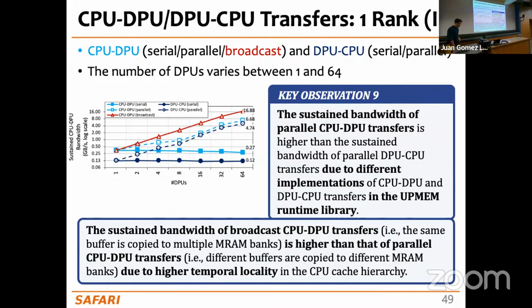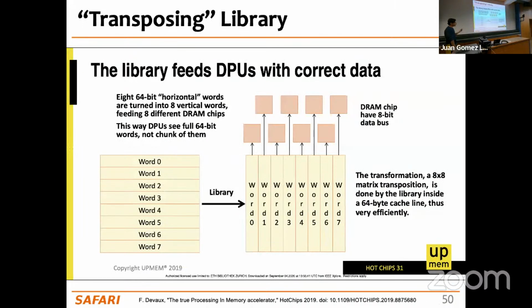So that's more or less the intuition that explains these different results. There is also one more thing to consider that may affect the peak bandwidth, the maximum bandwidth that you can achieve in the previous experiments. It is due to the fact that the runtime needs to transpose data from the way that we conventionally lay out data in DRAM chips to what the DPUs need.